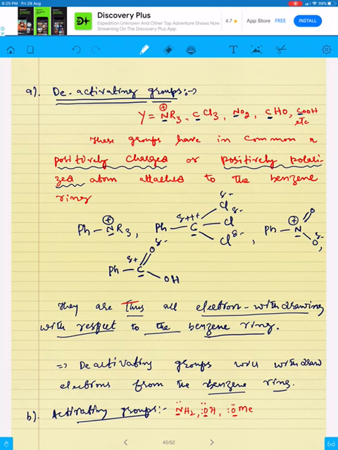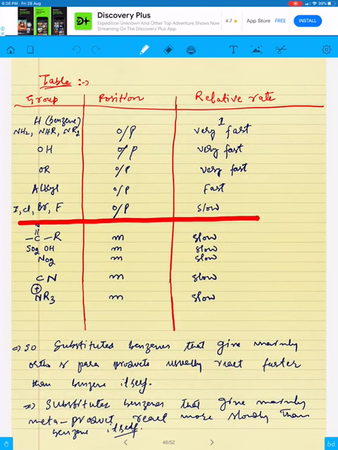So these lone pairs of electrons can participate in resonance with the benzene ring. As a result, these groups donate electrons towards the ring, right? So activating groups donate electrons towards the ring. Deactivating groups withdraw electrons from the ring, whereas these activating groups donate electrons towards the ring. So when they donate electrons towards the ring, you will expect that an electrophile can easily attack such a system, right?